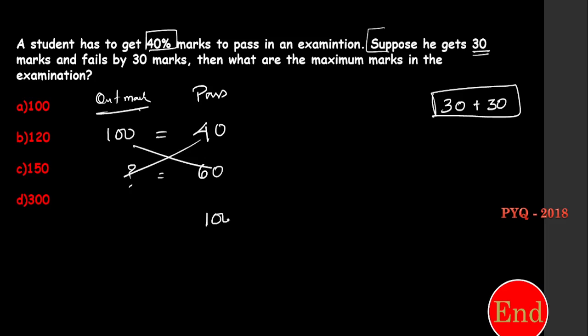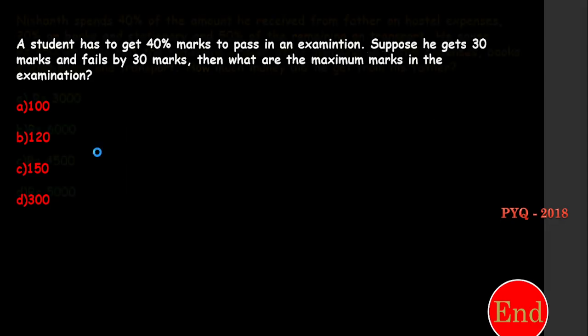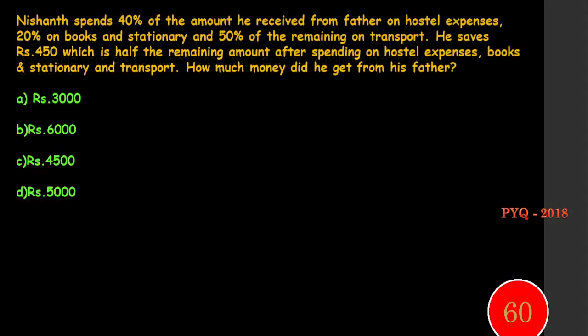So 100 into 60 over 40. So just cancel this and cancel these numbers too. Then I will cancel this to 50. 50 into 3 is 150. That is the right answer. Is it clear? Next problem. Start doing this.